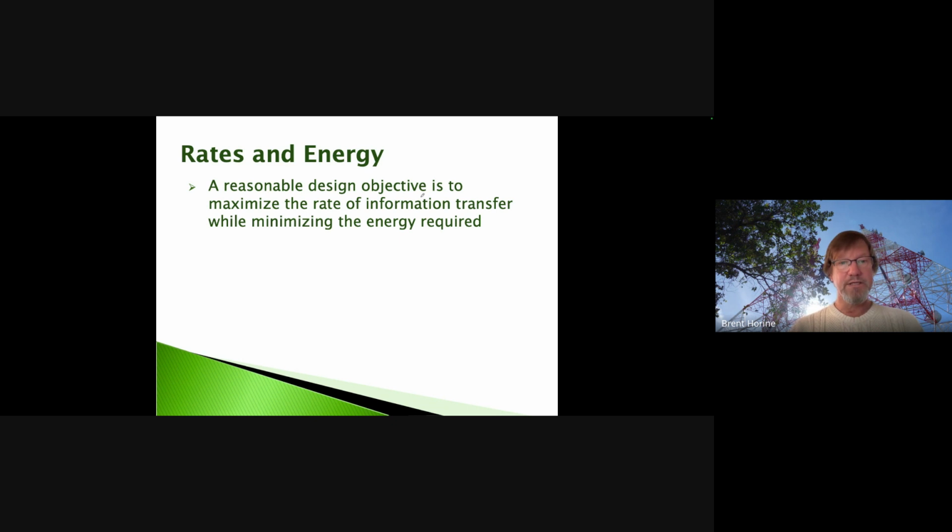A reasonable design objective is to maximize the rate of information transfer while minimizing the energy required to do so. That's kind of the job of a communication engineer. There might be other objectives and constraints associated with it, but ultimately we want to maximize the rate of information transfer while minimizing the energy required.